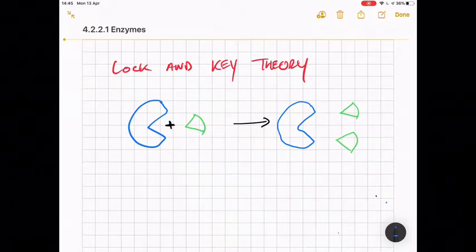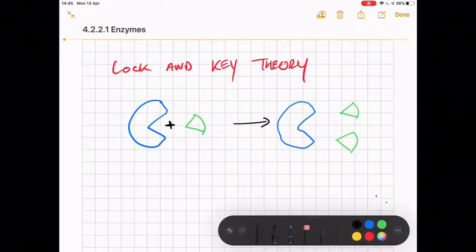Now, on AQA, we'll learn about enzymes in the context of digestion, but really enzymes are central to any reaction that takes place in living things. So if you are doing a different exam board, we might learn about enzymes in different contexts, but fundamentally they're the same things, doing the same jobs, it's just different reactions.